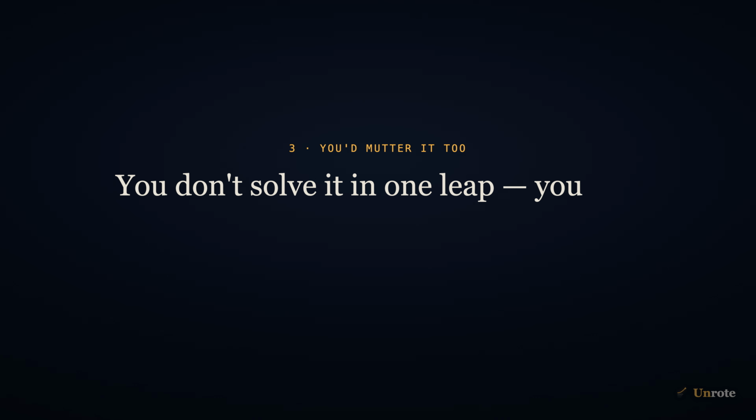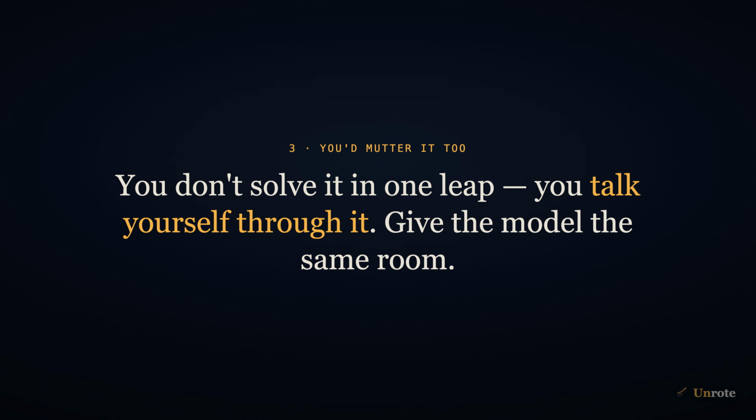And honestly, you wouldn't do it in your head in one shot either. You'd mutter it. Okay, 12 bags, that's 60 apples, take away 6, 54. You give yourself room to think. Chain of thought is just handing the model that same room.